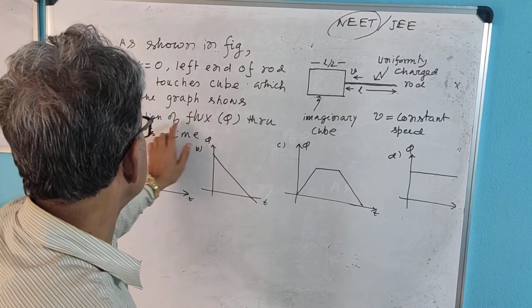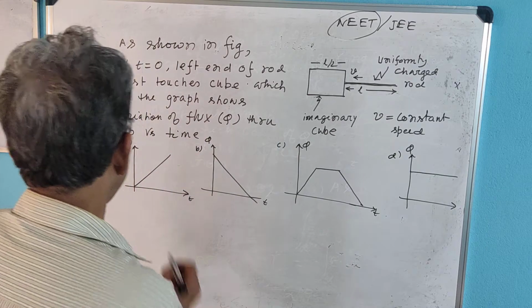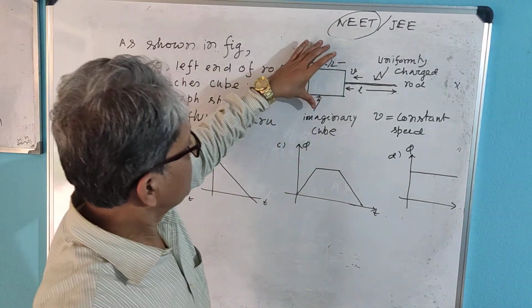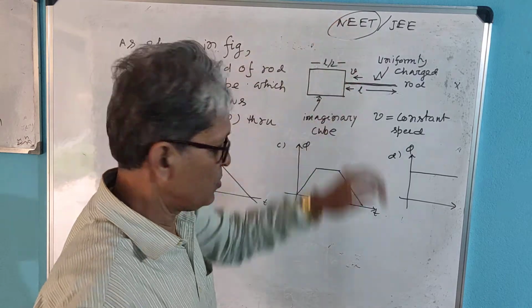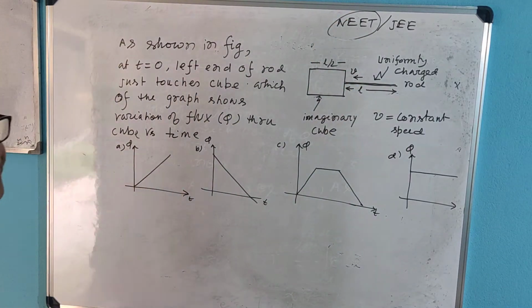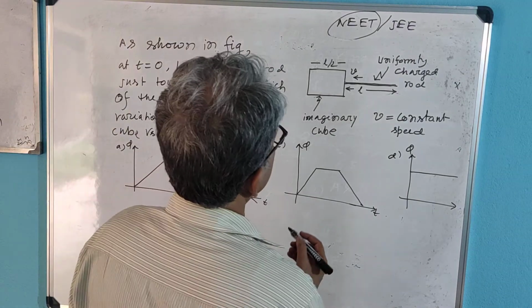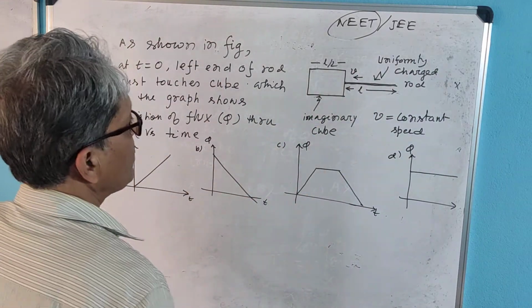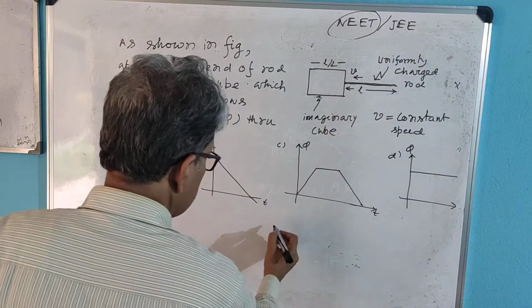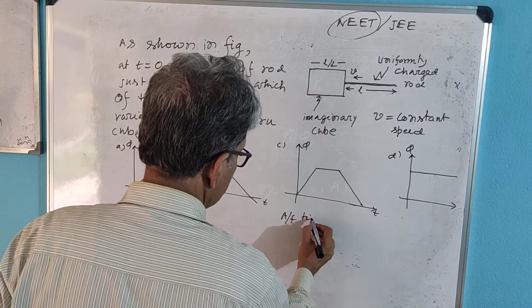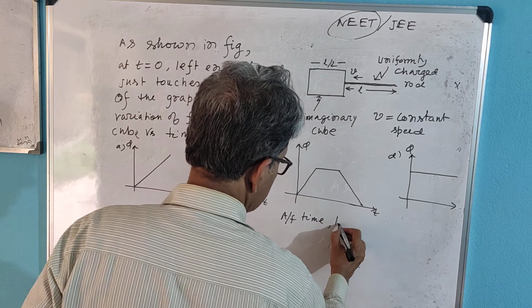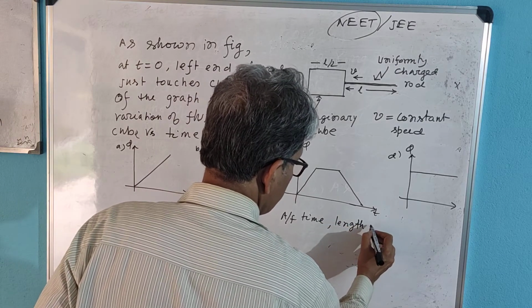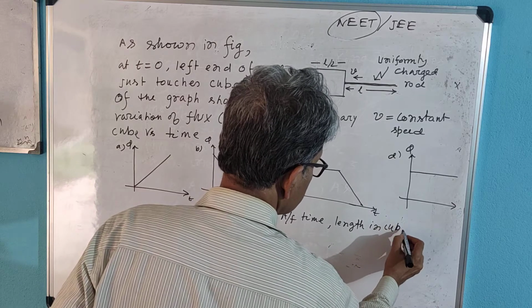Which graph shows the variation of the flux phi going out from the cube versus time? Very easy problem. Take a pause and try. This type of problem usually comes. At t equal to 0, it is there. After time t, what will be the length of the rod in the cube?